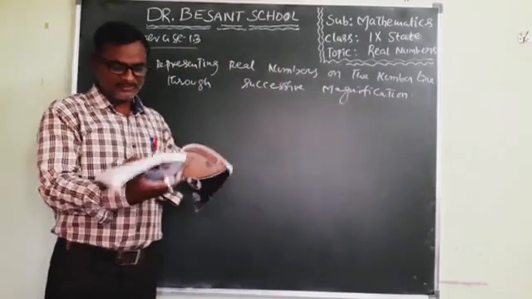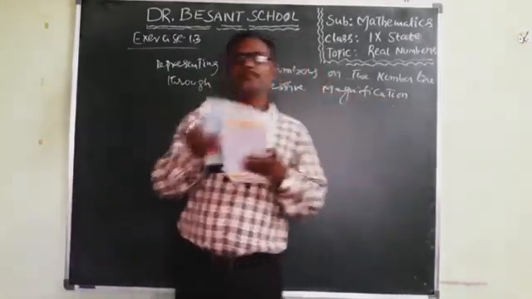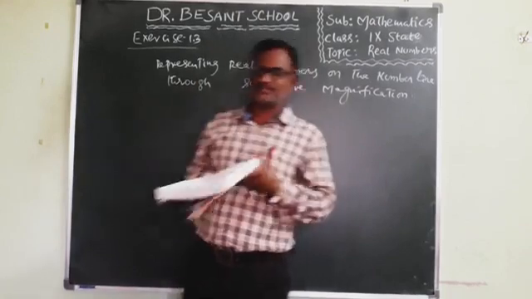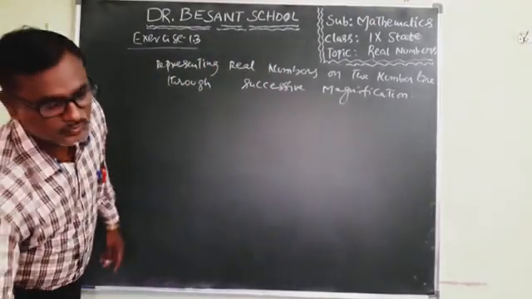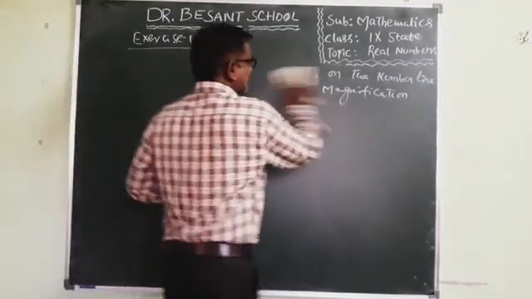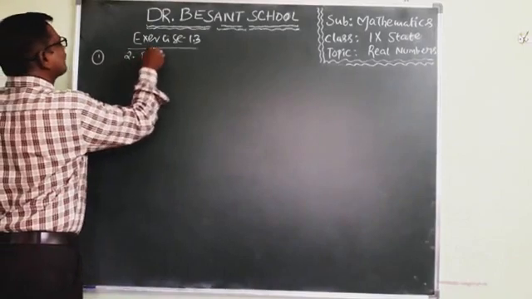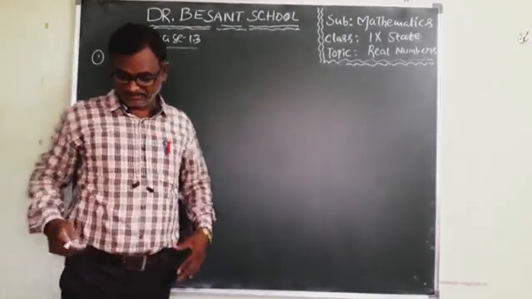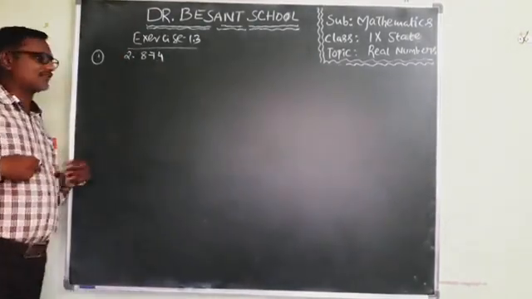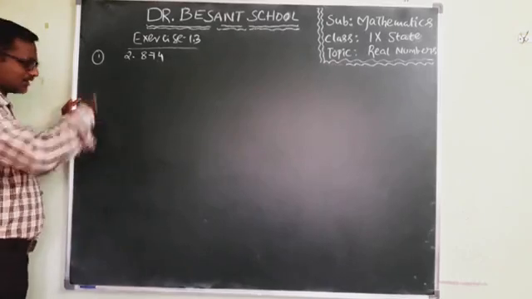Okay, first one you verify from exercise 1.3, page number 17. Visualize 2.874 on the number line using successive magnification. We have to represent 2.874 on the number line. How do we represent 2.874 on the number line? Once you verify, what are the steps here?